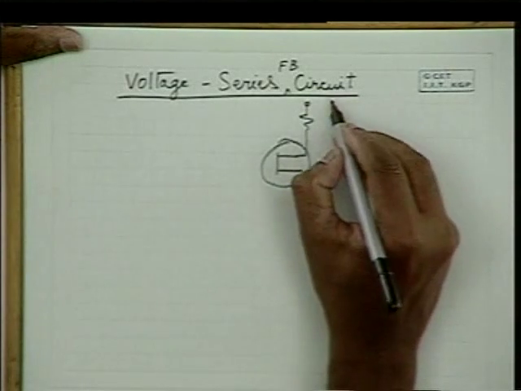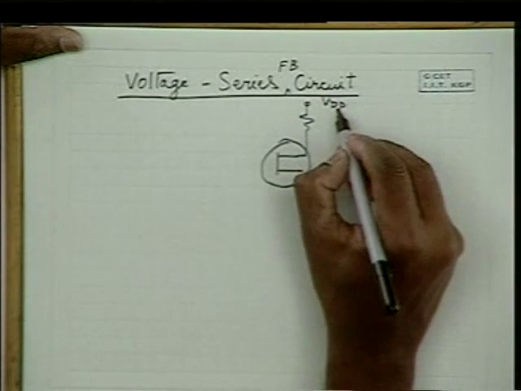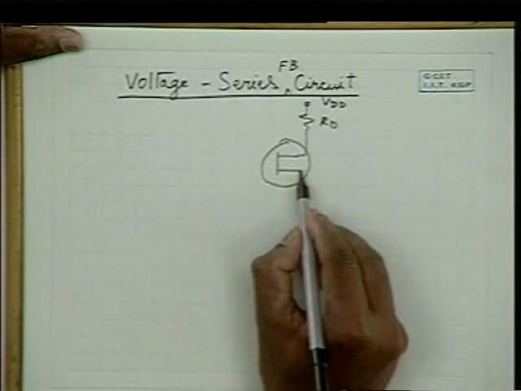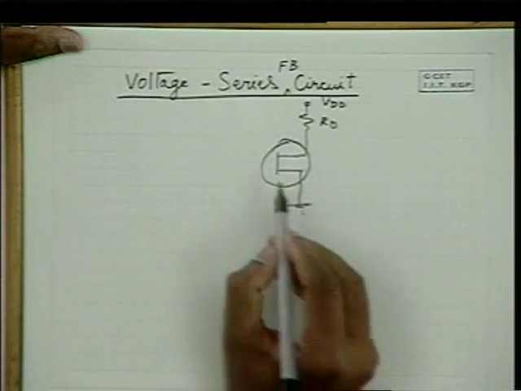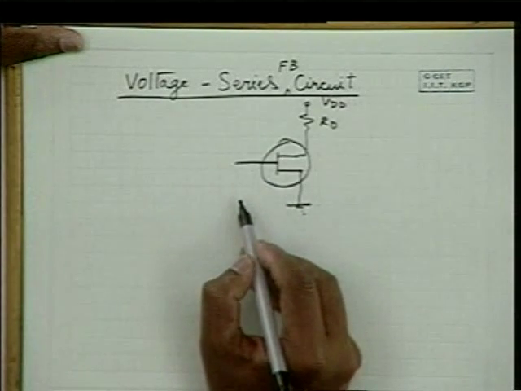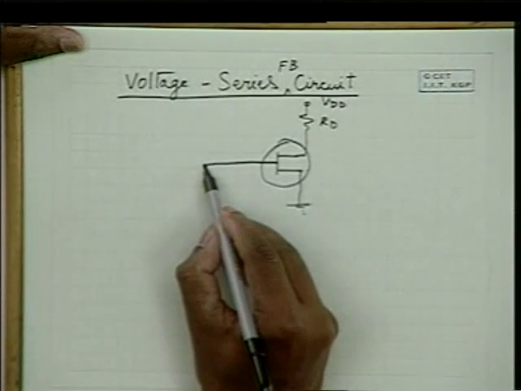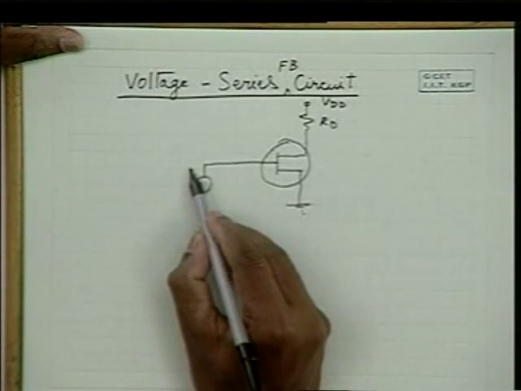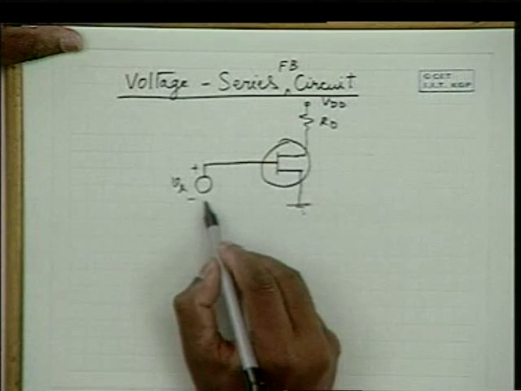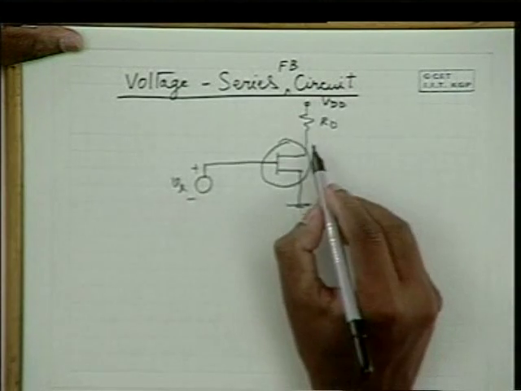This is a FET amplifier, this is VDD. So this is RD, the external resistance, and this is grounded. And if you neglect the RG which we are using, the input signal Vs can be applied here, between the ground and this point.